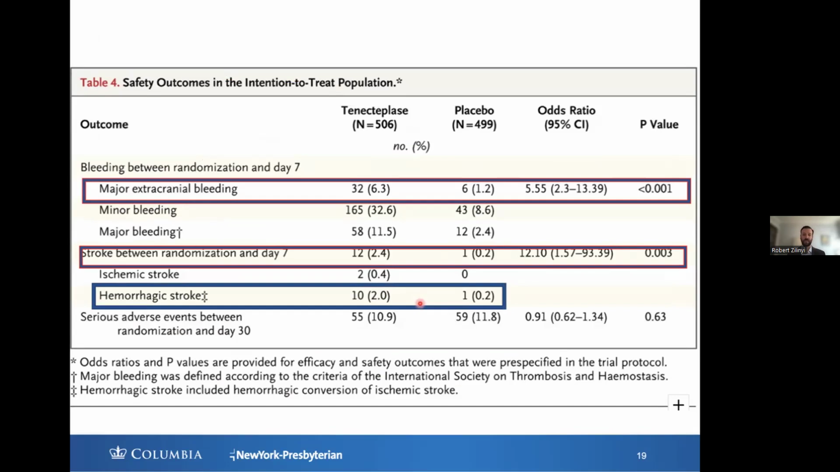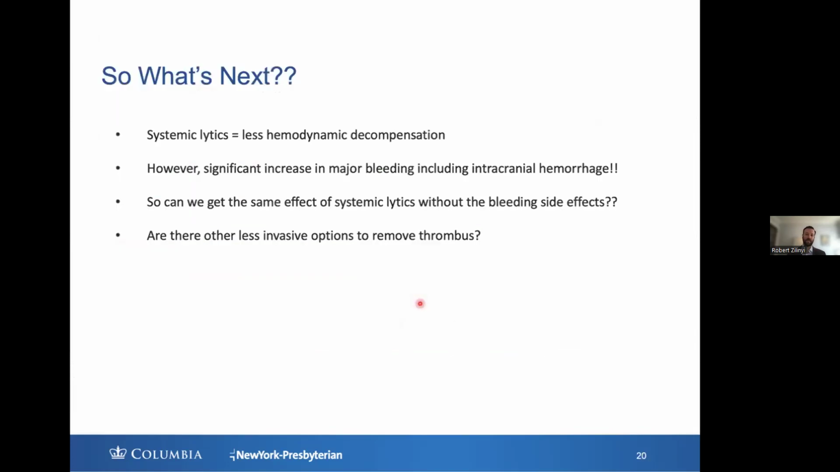And so major extracranial bleeding, there were 32 in the tenecteplase arm compared with 6, highly significant. And more importantly, the rates of hemorrhagic stroke in the tenecteplase arm were 10 compared with 1 in the placebo arm. And so this caused fibrinolysis to really fall out of favor with the intermediate risk patient population. That being said, the investigators and subsequent trialists have taken from this that there may be a benefit to delivering some amount of fibrinolysis to patients with intermediate risk PE to improve their outcomes.